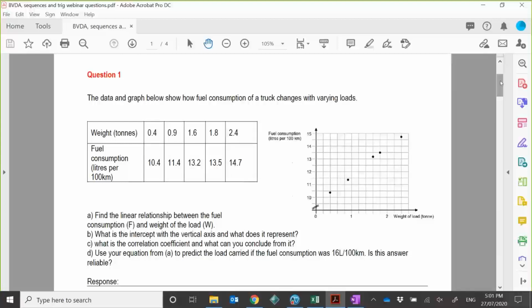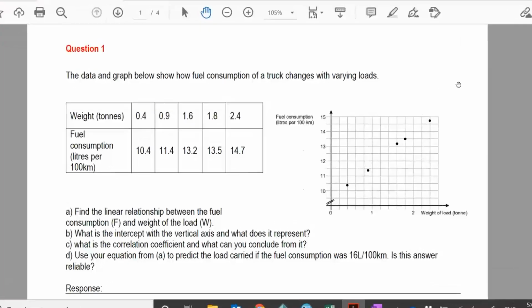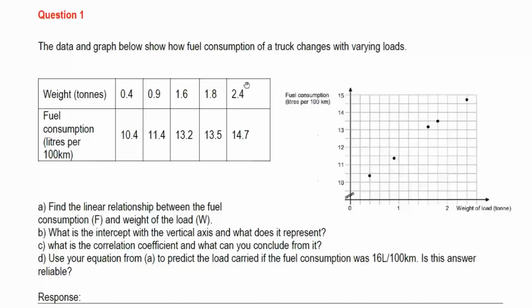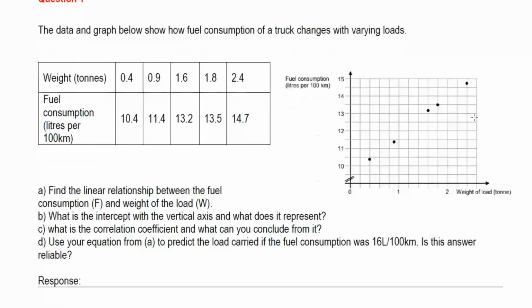All right, so we have got your typical linear regression question here. We've got the weight of a truck, the load that it's carrying, and the fuel consumption of the truck depending on how much load it is carrying. There is a sample scatter plot being done for you on the right-hand side, and we've got a series of questions to answer here. So the first thing we need to do is find the linear relationship between the fuel consumption and the weight of the load.